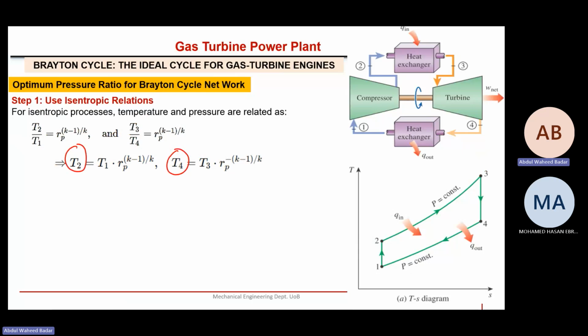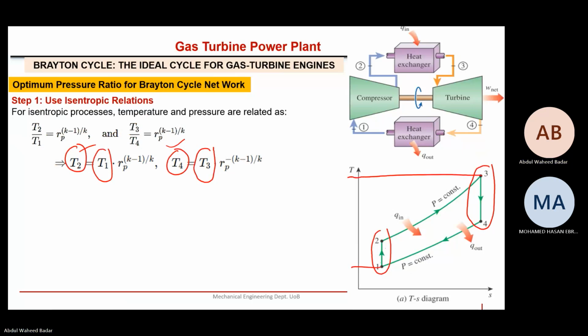Because after that, I will write the equation of net work output. What is net work output? Cp into (T3 minus T4) minus Cp into (T2 minus T1). And I want to replace T2 and T4. I want everything in terms of fixed T1 and fixed T3. If T1 is fixed and T3 is fixed, I want a correlation in terms of T1 and T3. So I want to get rid of T2 and T4, which are not required.